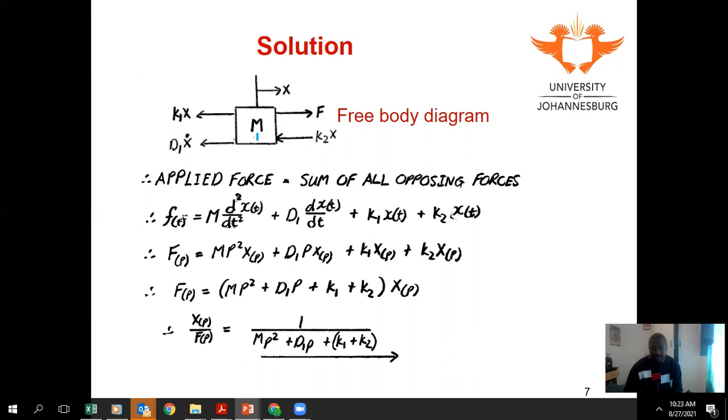So for the force acting on a mass, we know we have to get the second order derivative of displacement, and for damping, the first derivative of displacement. And now this is just a product of K and X, which is already shown there. K1 x of t, K2 x of t, then you factorize, take X of P out, and you get that. Take the reciprocal and always multiply by that, then you have the X of P, which is a displacement, which is the primary thing.